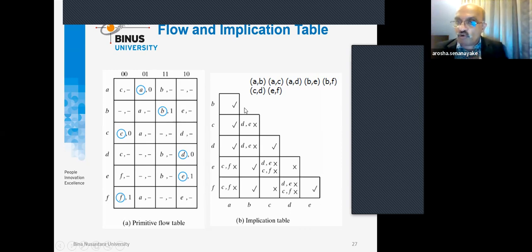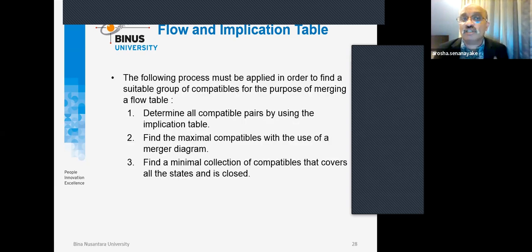The expectation is to reduce by replacing B by A, for example. But how do we do that? Once you get the implication table, that does not imply that you can straight away do it, because you should still be able to minimize, as you can see so many compatible states. Now we have to look at how to minimize this. We can go for maximal compatibilities using so-called merger diagrams.